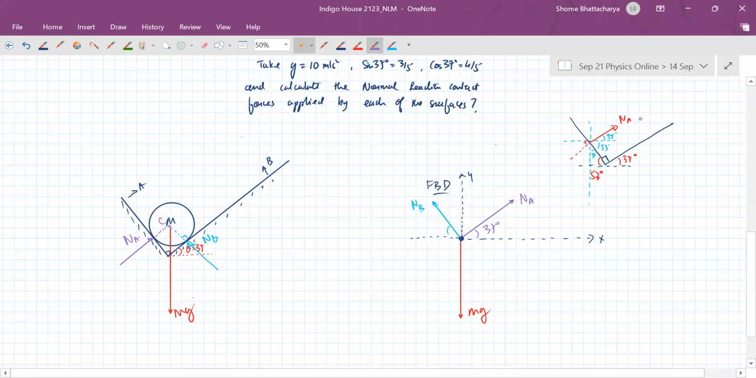Now likewise, Nb is acting along a line like this. So look at Nb. Now this angle is 53. So this angle is 37. Sorry, the other way around. Yeah, that's correct.